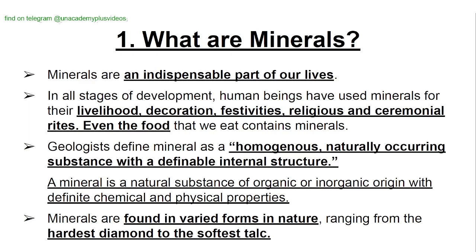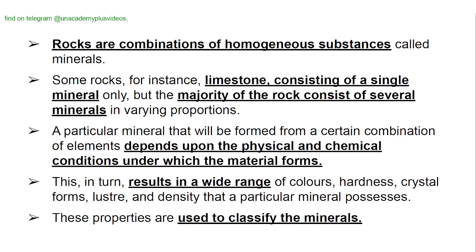Geologists define a mineral as a homogeneous, naturally occurring substance with a definable internal structure. A mineral is a natural substance of organic or inorganic origin with definite chemical and physical properties. Minerals are found in varied forms in nature, ranging from the hardest diamond to the softest talc.